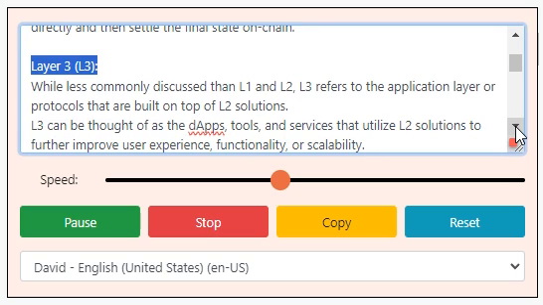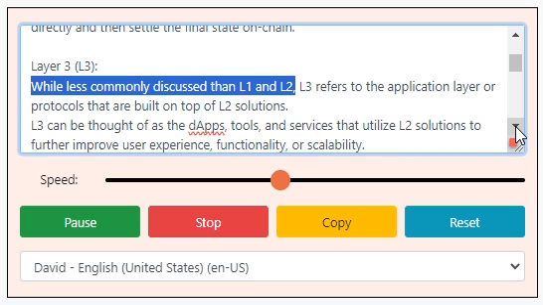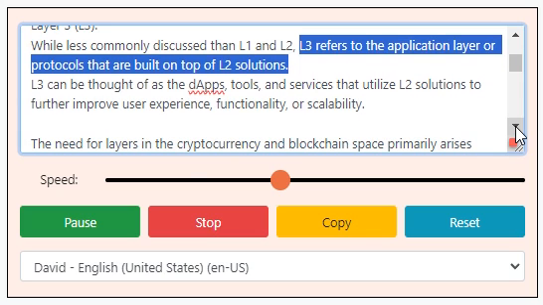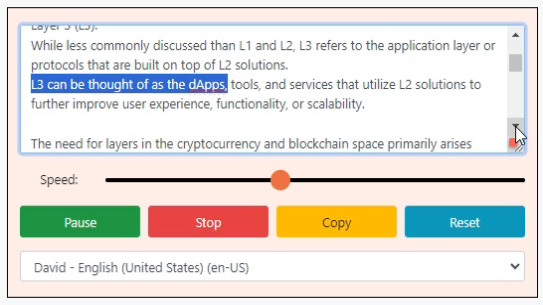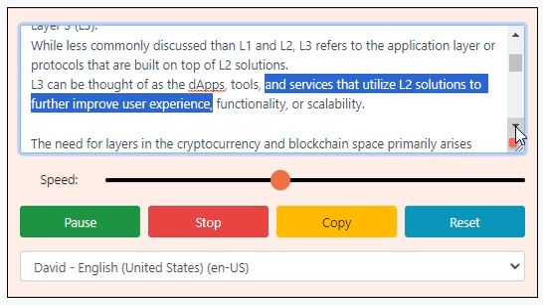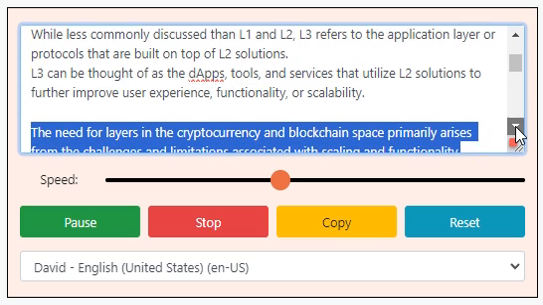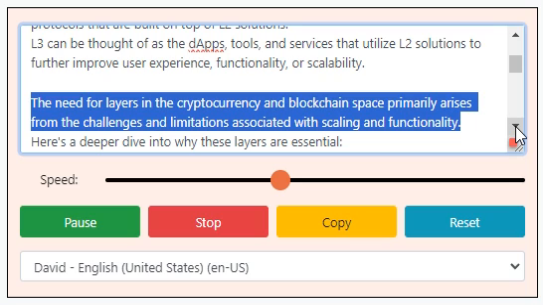on-chain. Layer 3, L3. While less commonly discussed than L1 and L2, L3 refers to the application layer or protocols that are built on top of L2 solutions. L3 can be thought of as the dApps, tools, and services that utilize L2 solutions to further improve user experience, functionality, or scalability. The need for layers in the cryptocurrency and blockchain space primarily arises from the challenges and limitations associated with scaling and functionality.